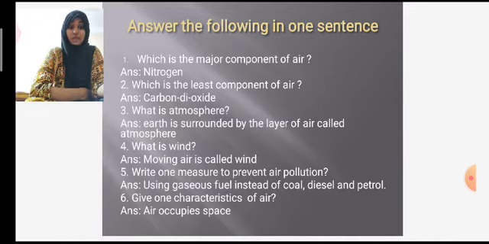So you can use gaseous fuels. Which are the gaseous fuels? That is LPG. This gas is used instead of coal, diesel and petrol. Okay. Next, give one characteristic of air.